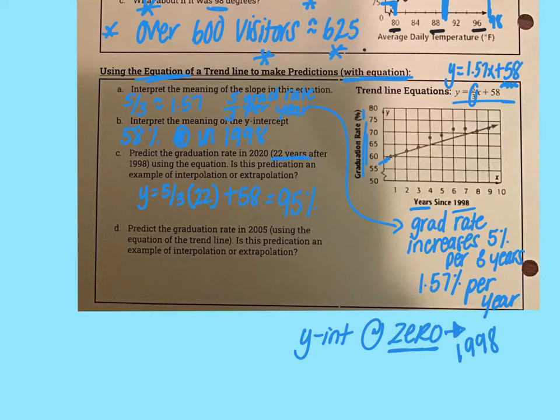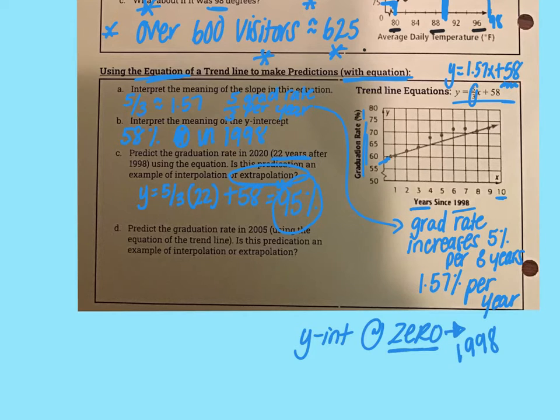Where did I get percent from? Because that's what my y-axis is labeled, and that's what we were solving for. So that means in 2020, your graduation rate would be 95%. It asked us if this was an example of interpolation or extrapolation. Well, 22 years isn't on my scatter plot, so that means it's outside my data range. So this is an example of extrapolation.